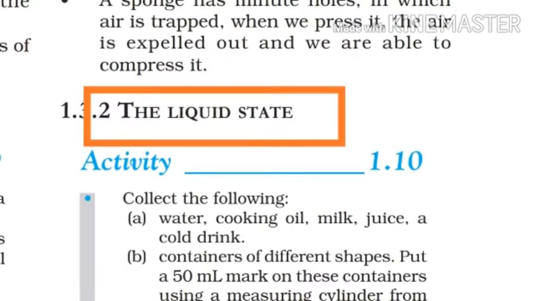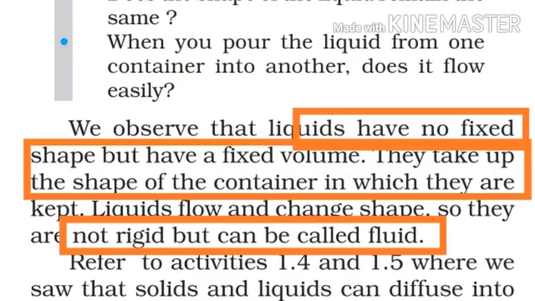The liquid state. Water is a liquid, oil is a liquid. Liquids have no fixed shape but have a fixed volume. In case of solid, they have fixed shape and fixed volume, but in case of liquid, they have no fixed shape but have a fixed volume. If you keep some amount of water in a glass, water takes up the space of the glass. Liquids flow and change shape, so they are not rigid but can be called fluid.